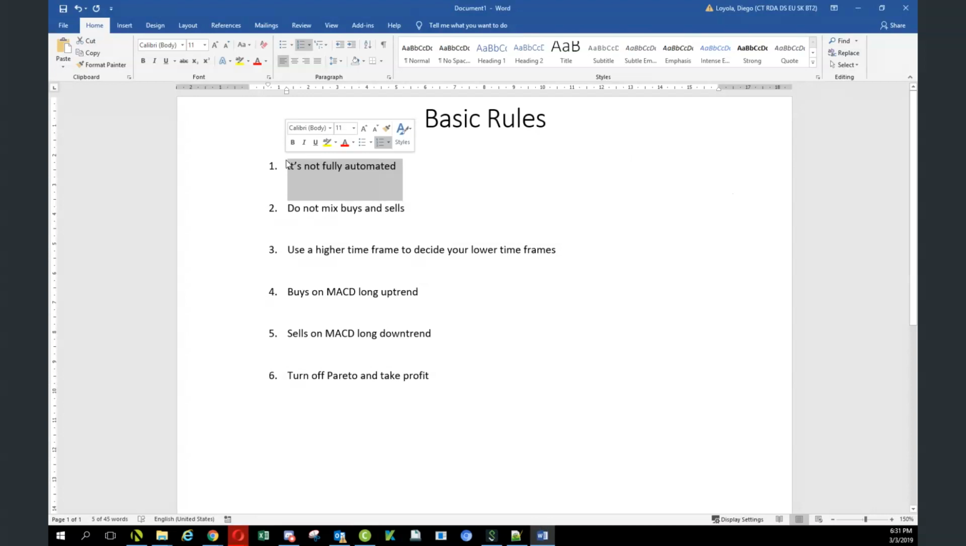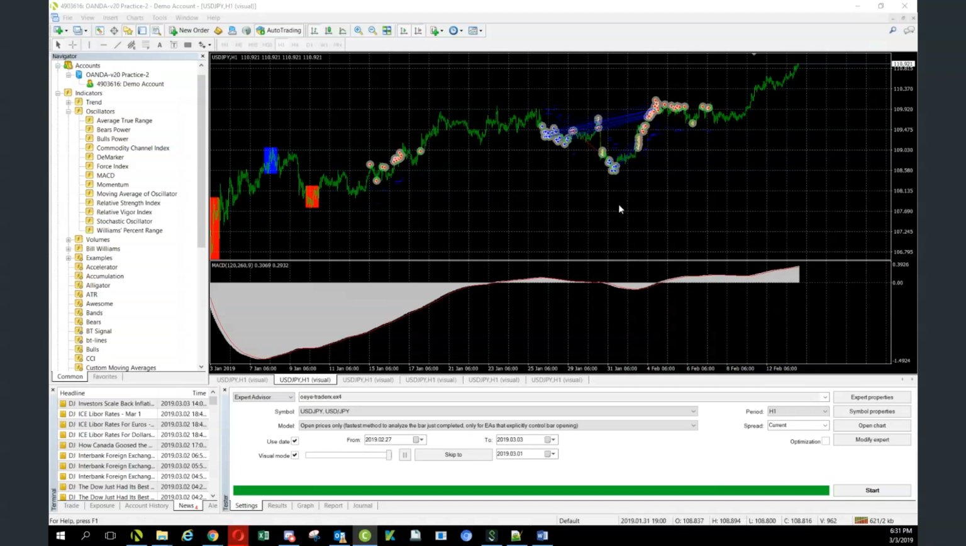Rule number one is that the expert advisor is not fully automated. We know that most of us try that, so what does it really mean? It means that at this moment in time, it's a semi-automated tool. It doesn't know whenever you are on a major uptrend or on a major downtrend.